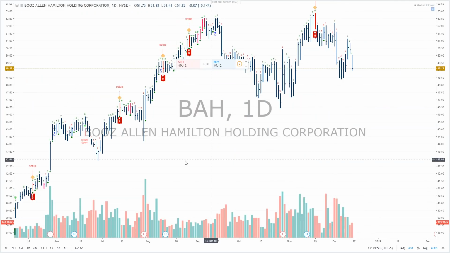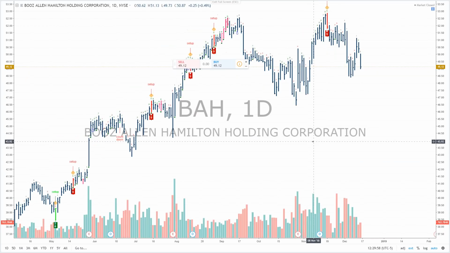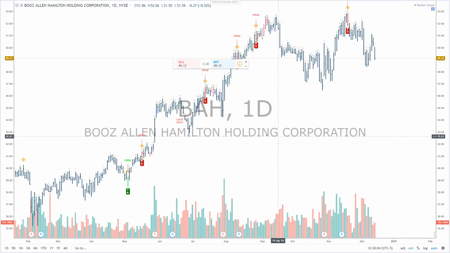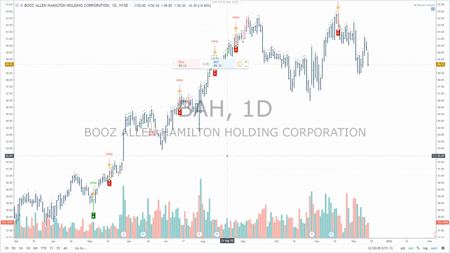Oh no, Boo's hat. What's this? Oh, so this is a defensive name? Yeah, a couple of these defensive names have looked good. The problem with these things too, they've rallied a lot. And here's the thing, and I'm telling you this from experience.